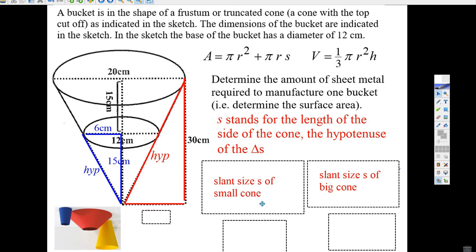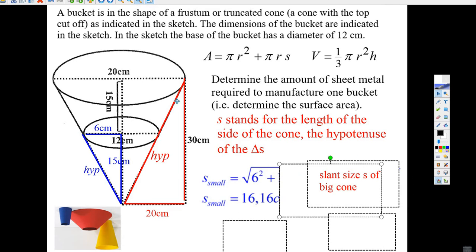Well, let's say you've stopped the video and you've looked at it. I know that that's 6. I know that that's 15 from before. That's 20 up there. It's the same triangle here. I'm just going to bring it to make it a little easier. That's 20 centimeters. Well, that's it. The slant side of the small cone.